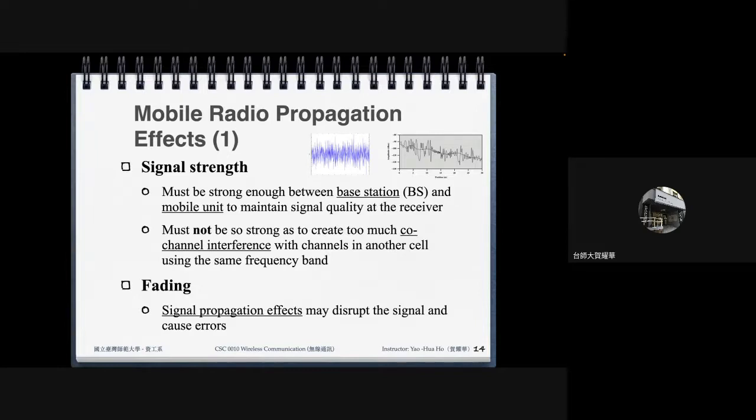Now, as we also talked about, the basic mobile telephone propagation effect. With that effect, the signal strength gets weaker and weaker. That's a propagation effect, right? Now, the signal strength, again, must be strong enough between the base station and the mobile units in order to maintain the call and maintain the signal quality at the receiver. However, you do not want that signal strength to be so strong that it creates too much co-channel interference with a channel in another cell using the same frequency band. Same frequency band, but different cell. Okay. Now, not the propagation effect, it's fading. The signal propagation effect may disturb the signal and cause an error. Okay.